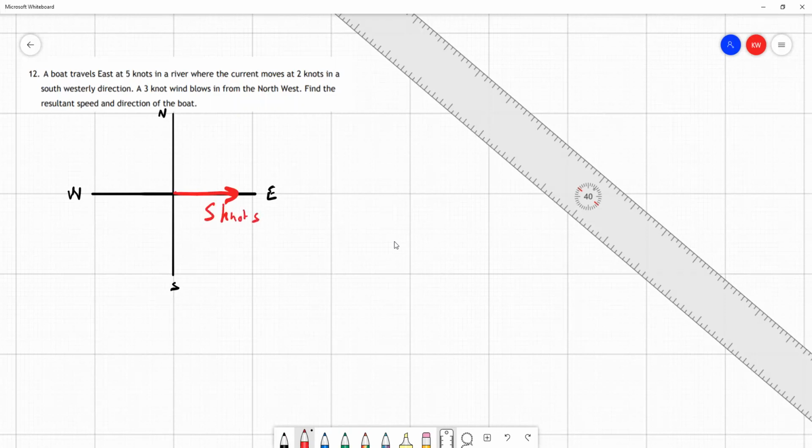We're told, as well as the fact the boat is travelling at 5 knots, so that's the speed it's been propelled forward at, the current is moving at 2 knots in a southwesterly direction. So southwesterly means pointing towards the southwest. So that's the direction it would be pulling the boat. So we've got a vector here with a value of 2 knots.